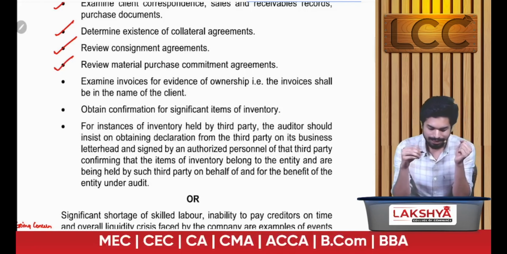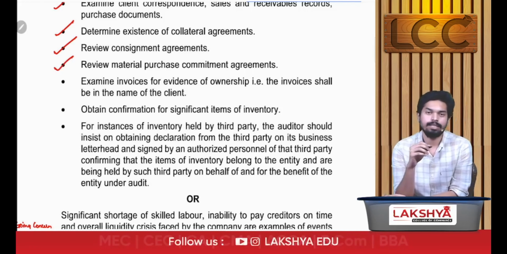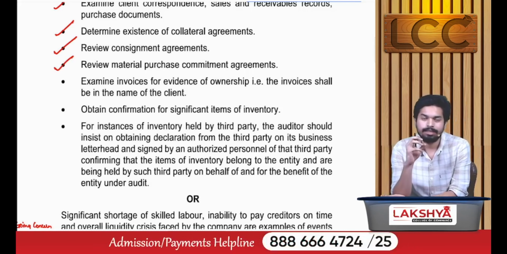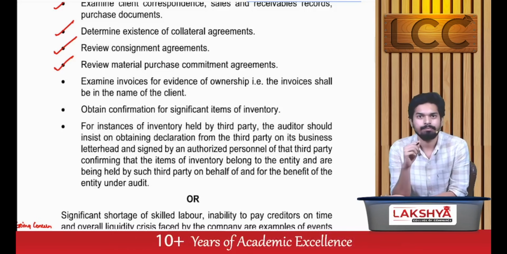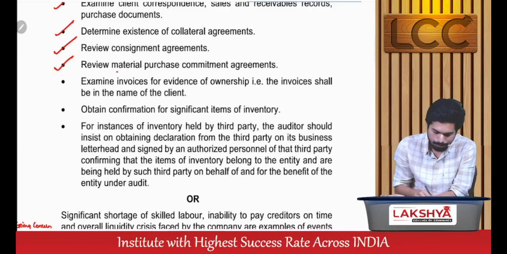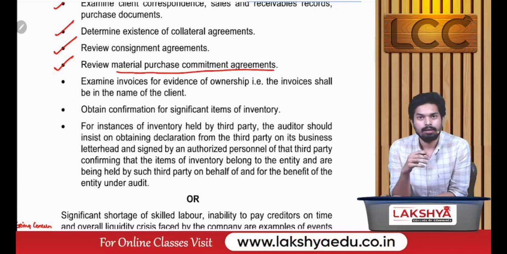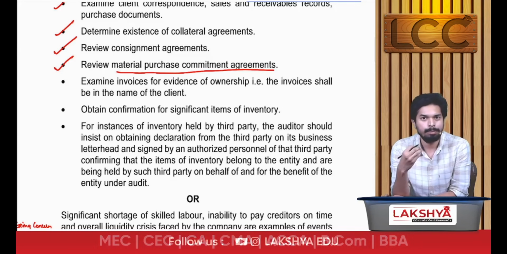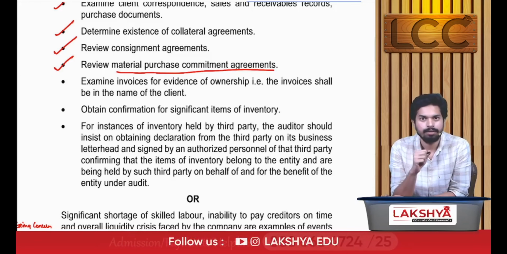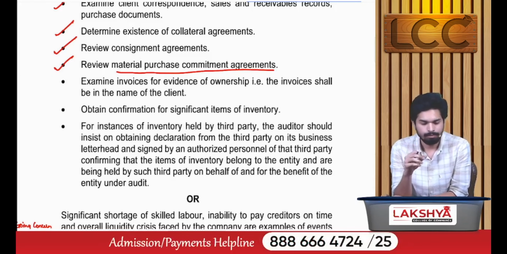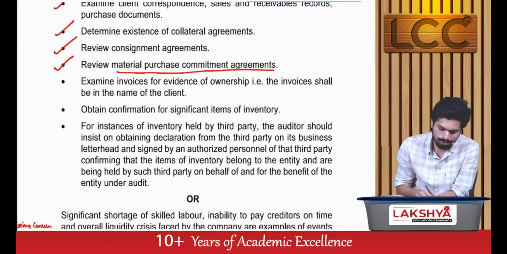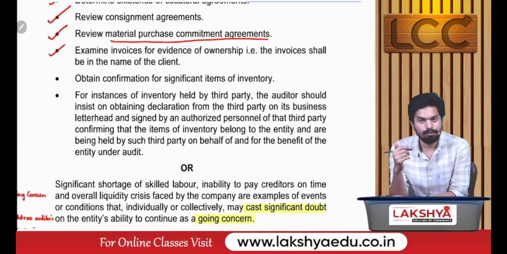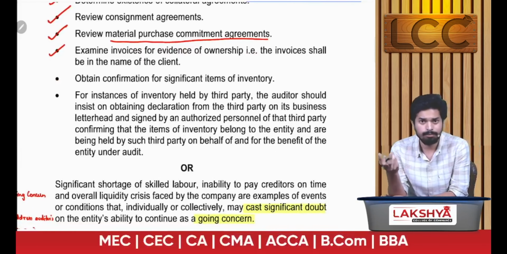Thereafter, review material purchase commitment agreements. Sometimes entity will make an agreement with supplier that entity will purchase goods over a certain period, which is what called as material purchase commitment agreements. Now in that agreement, it may have few terms like the ownership of the goods will be passed to the entity upon the shipment. So for testing the ownership, you have to review such material purchase commitment agreements. Next, examine invoices for evidence of ownership. That is, the invoices shall be in the name of the client.